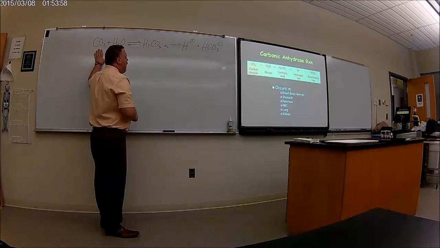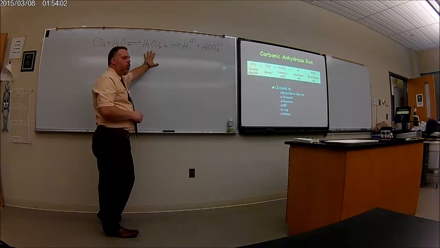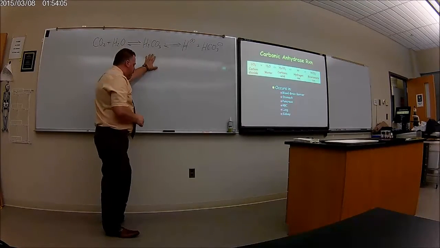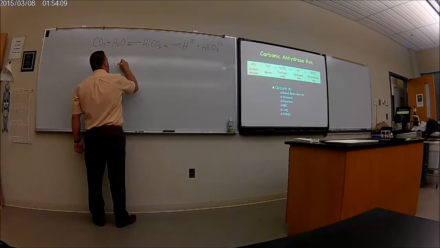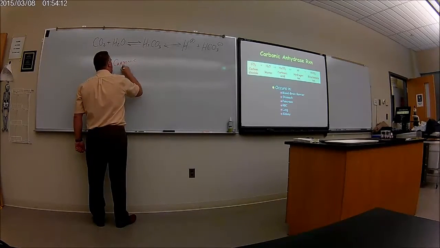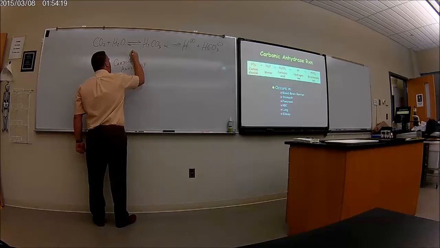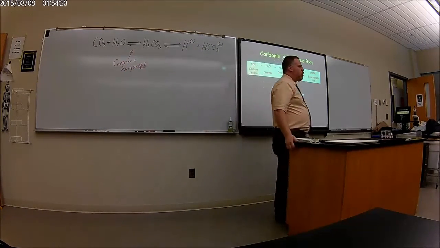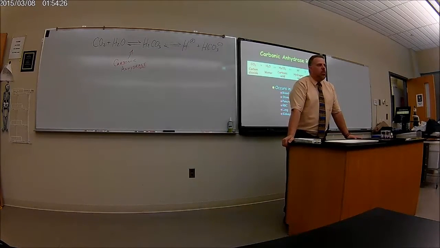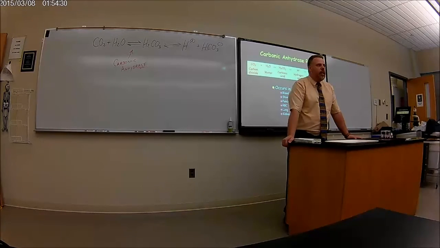So carbon dioxide with water will turn into an intermediate called carbonic acid. The enzyme that's going to do this is carbonic anhydrase. If it ends with ASE, it's an enzyme. Sucrase, lactase, maltase, okay, amylase. If it ends with ASE, it's an enzyme.